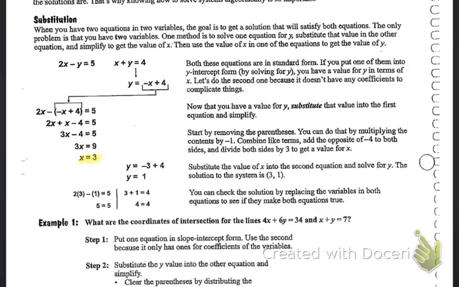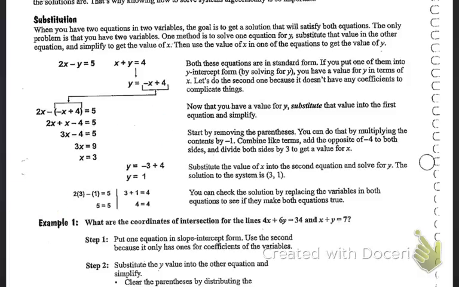Now that we know what x is, we can take this value and plug it in to our second equation. y equals negative x plus 4. When I plug this in, I'll have y equals negative 3 plus 4, and that shows me that y equals 1. This gives me my solution. x is 3, y is 1, so the point where our lines intersect is 3, 1. Don't forget that you can check this to see if you're right. 3, 1 will satisfy both equations and make it true.